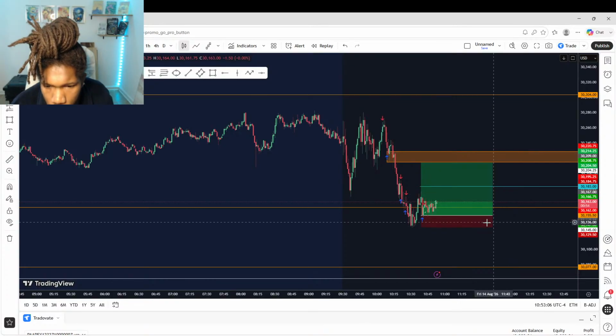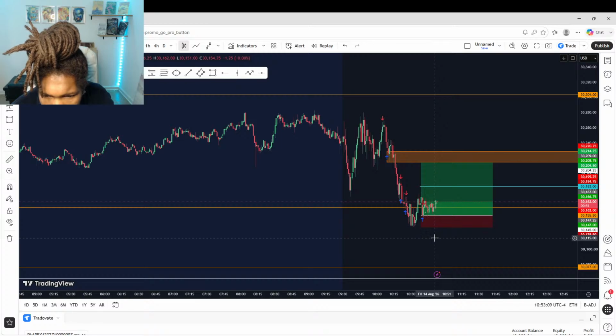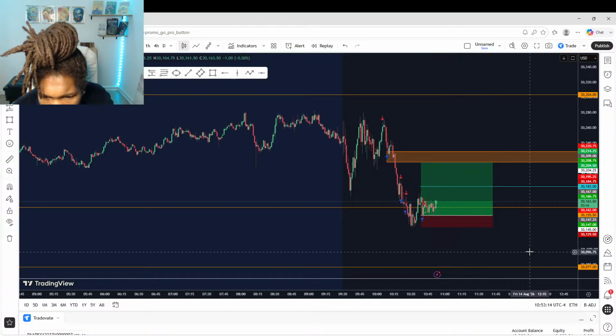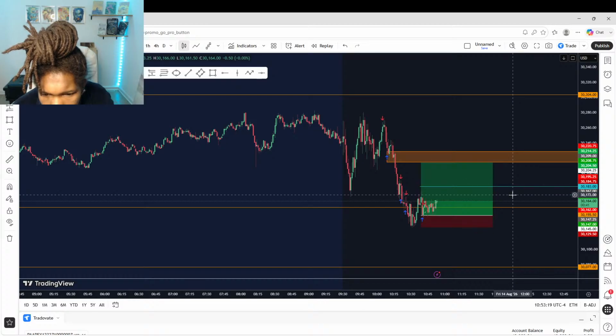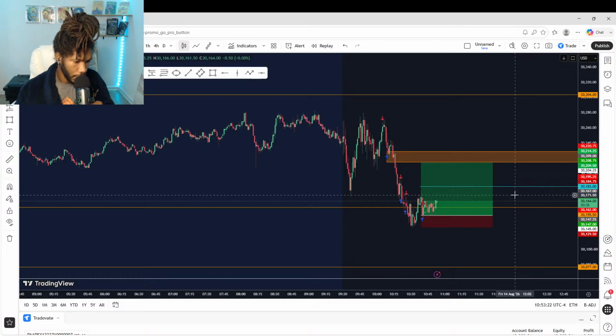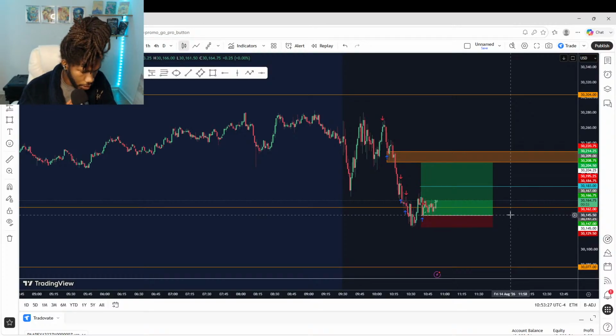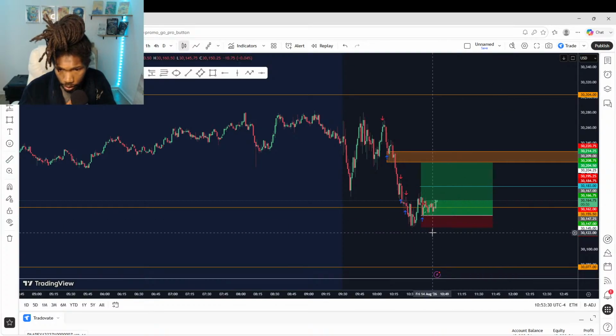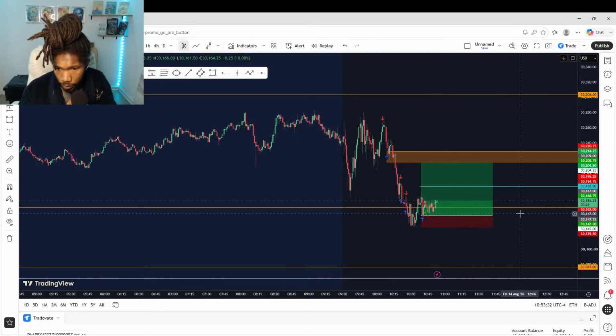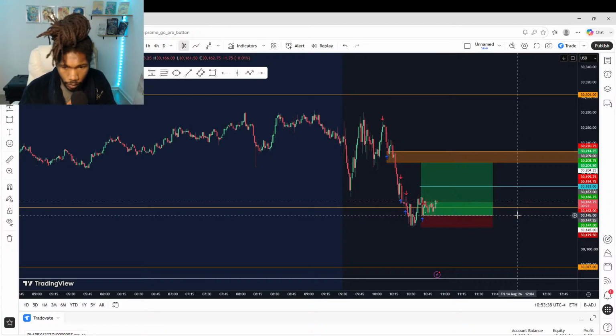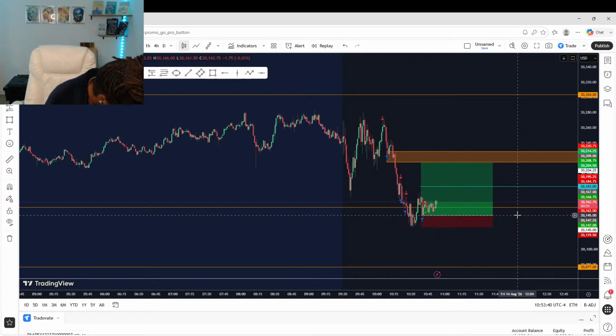Yep, there was a nice continuation pattern right here created from 10:49 to 10:52. Continuation. Yep, take out these highs. All right, we missed a move. Market didn't get us in. On Tradovate, this candle hit 144. Was it 144? Didn't even hit 145 on here. On Tradovate, it definitely hit 144.5.